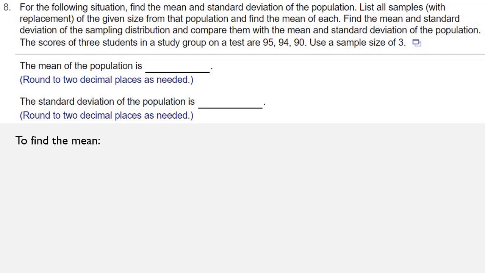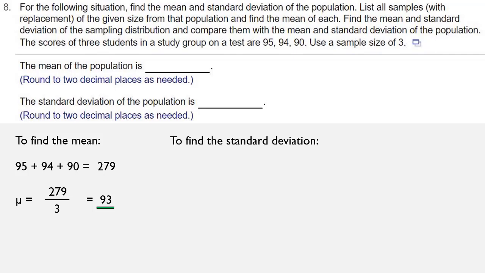So to find the mean, we're going to add these values together, 95 plus 94 plus 90, and that gives us 279. Once we have that sum, we need to divide it by the total number of values we were looking at, which was 3. So the mu is 279 over 3, which is 93. That's our mean value. For the standard deviation, I'm going to set up a little table.